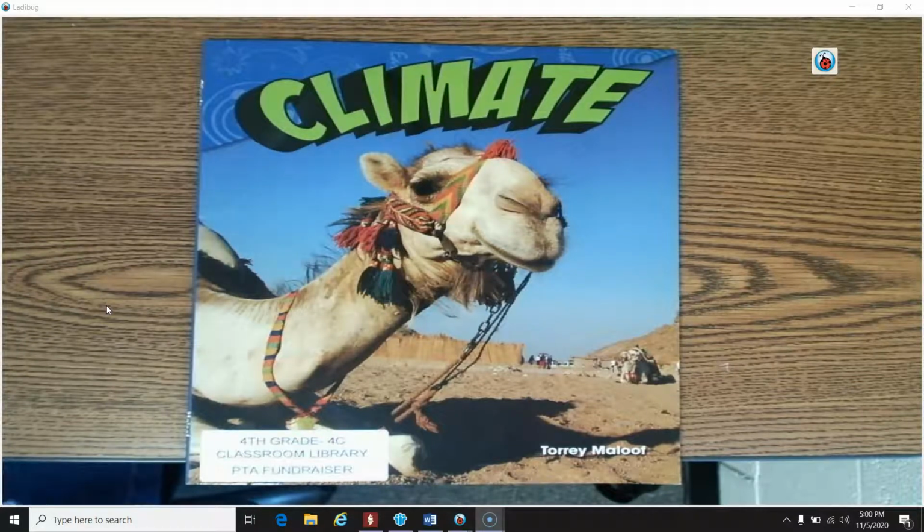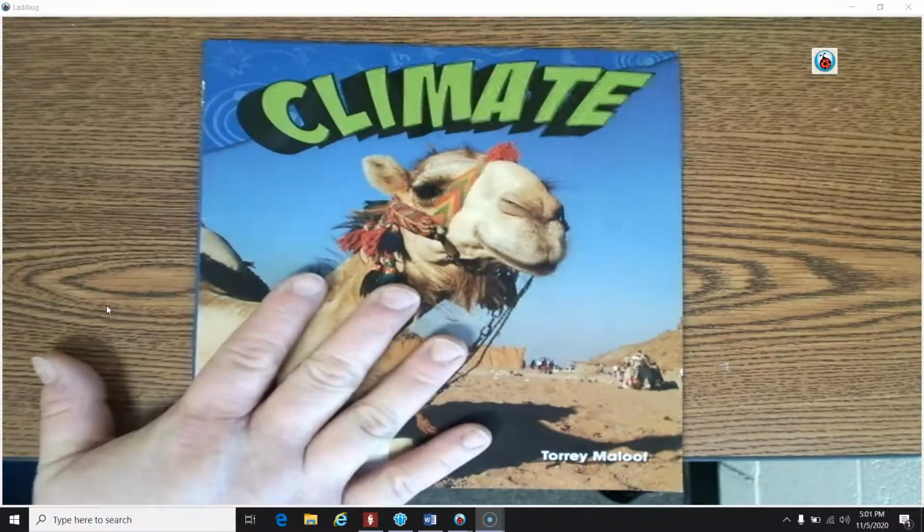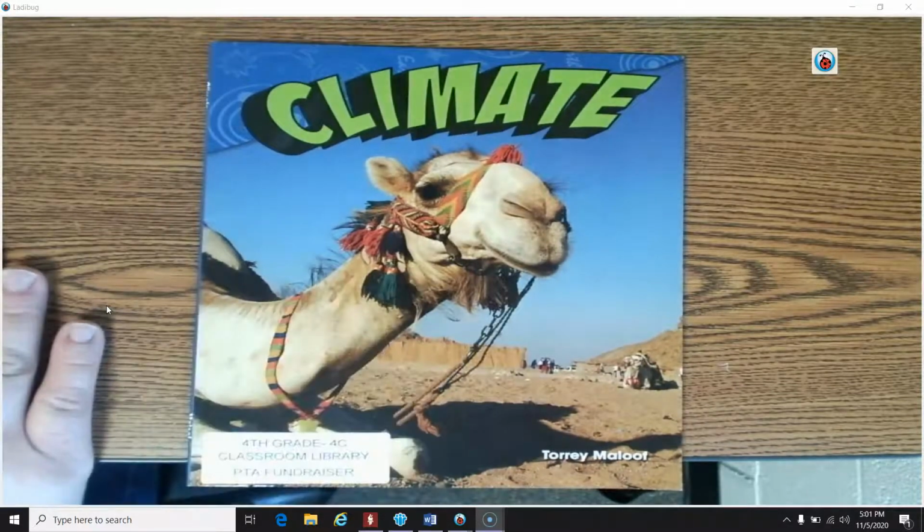I'm going to read part of a book today to you about climate. Now, if you are at school right now, this book is in your teacher's fourth grade classroom library. So perhaps you could take a look at it. And if you are at home, you could probably search online and find some other good climate articles or read alouds online.